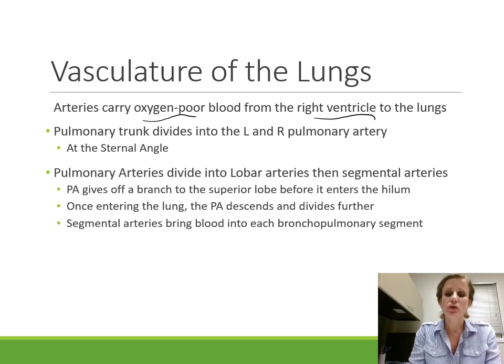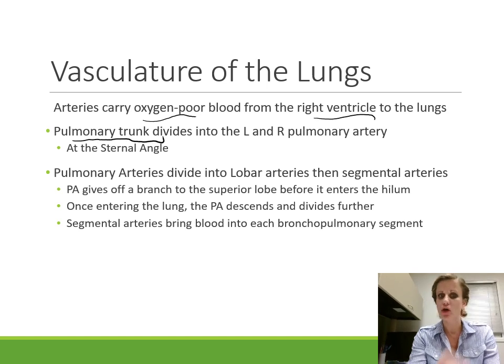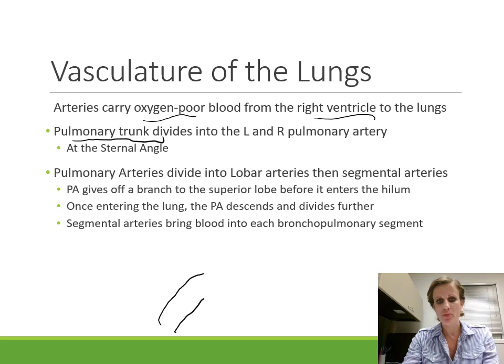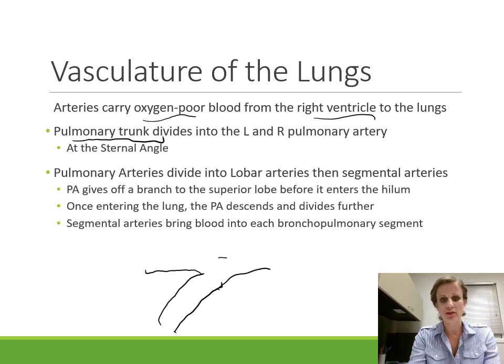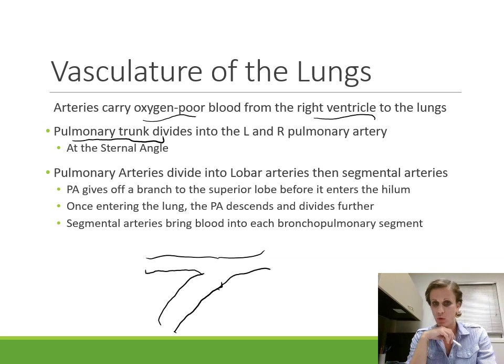From the right ventricle, the blood is going to exit the heart via the pulmonary trunk. So the pulmonary trunk is going to come up, and it is going to split into the left and right pulmonary arteries. This split happens at, again, the level of the sternal angle.